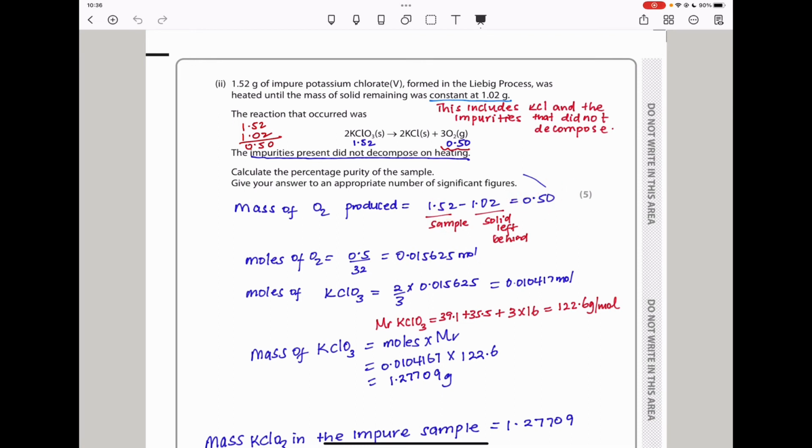The next part is to calculate the moles of oxygen, which should be 0.5 divided by the molar mass of oxygen, giving us that. And next, the moles of potassium chlorate, which are that. You can see the ratio is 3 to 2, so it's going to be 2 divided by 3 times the moles of oxygen, giving us that as the number of moles of potassium chlorate.